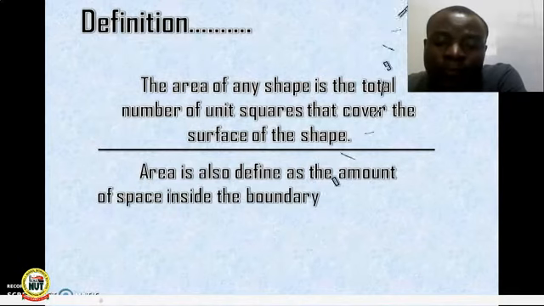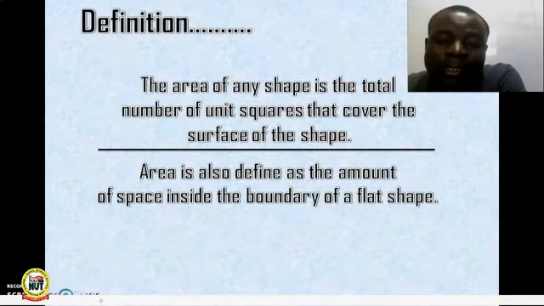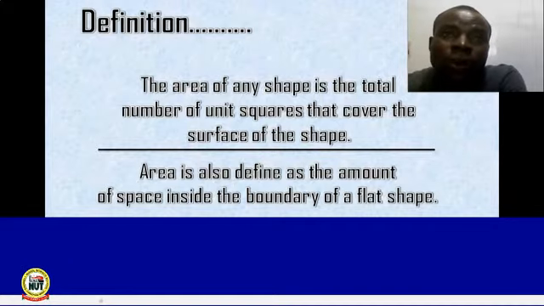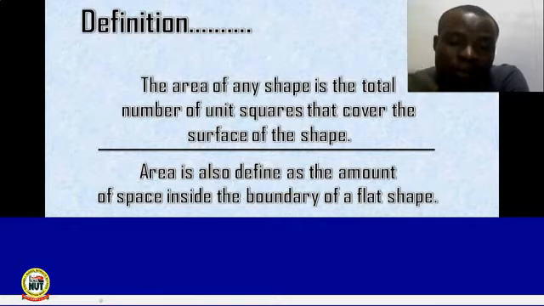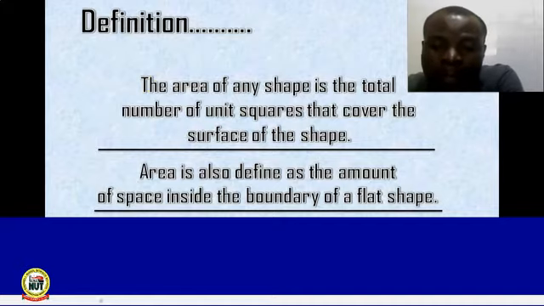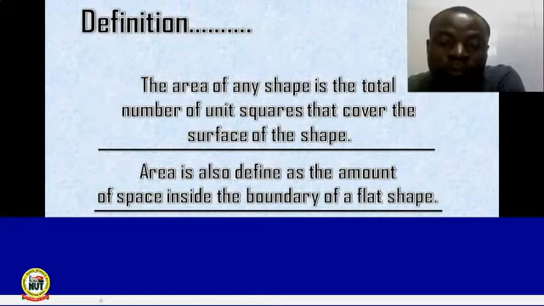I also have another definition here, that area is also defined as the amount of space inside the boundary of a flat shape. Inside the boundary of a flat shape. While the perimeter is what? The total sum of what? Of the sides of the shape. But this time around, we are talking about the inside of that boundary. Are we on the same page? Good. The last definition I have here is the same: area is the amount of space inside the boundary of a flat shape.